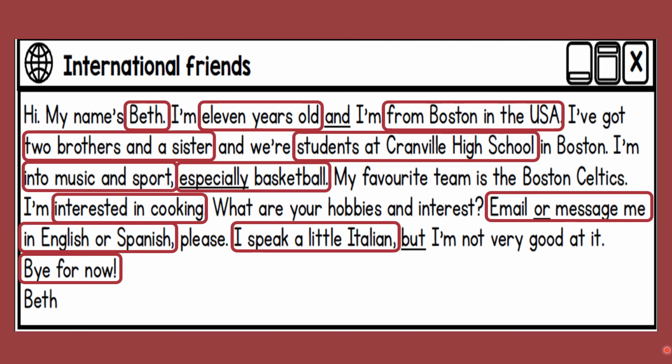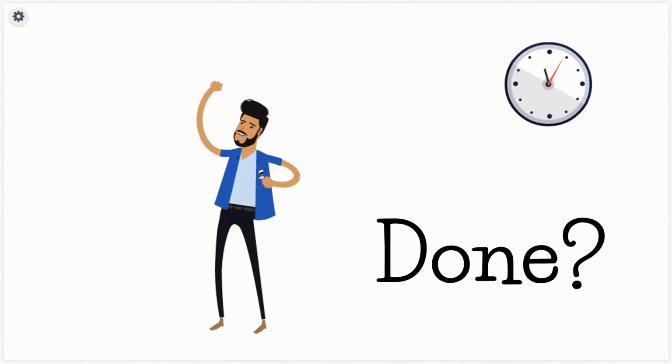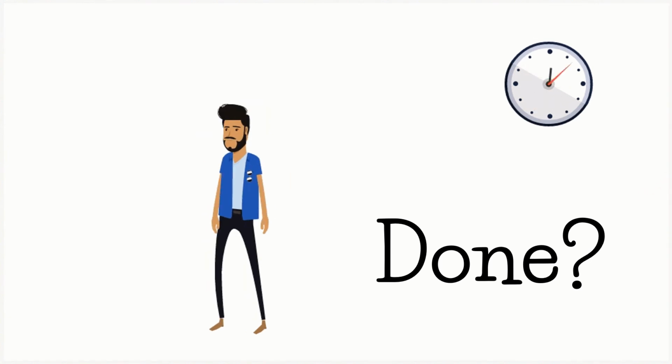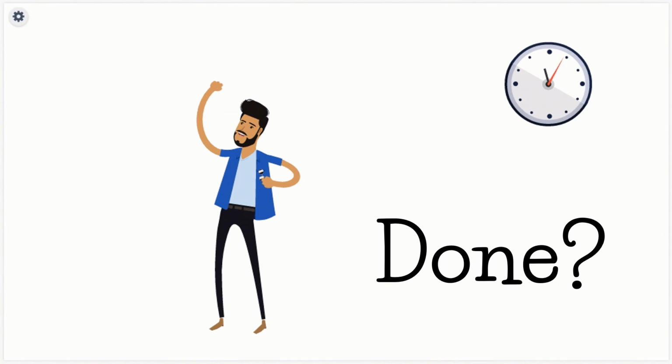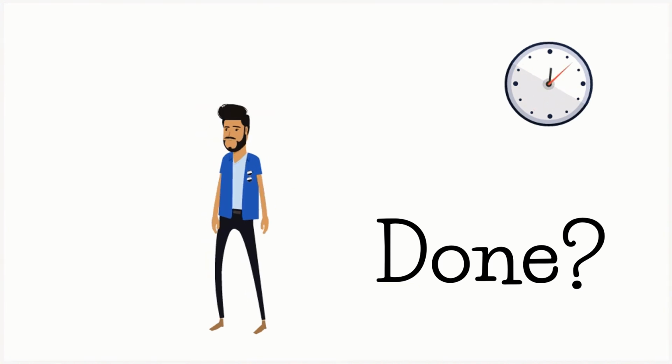Okay, ini contoh dia. You can look at this example and write your own email. Okay, to kepada siapa? This one, international friends. Pause this video so you can write your email right now. Pause it. Are you done? Dah siap ke tu? Dah siap. Good job.